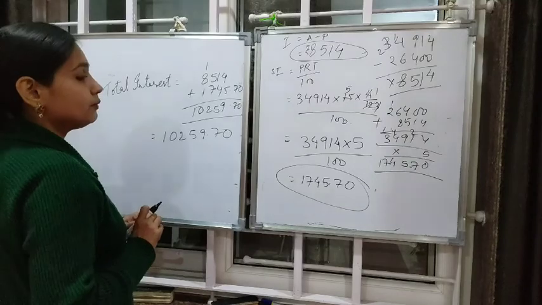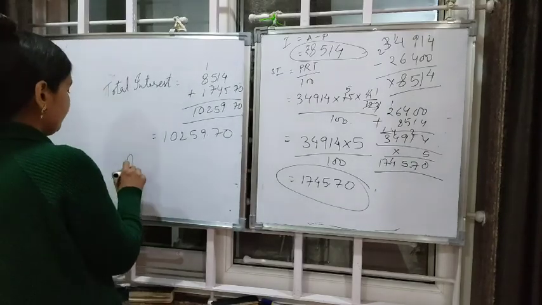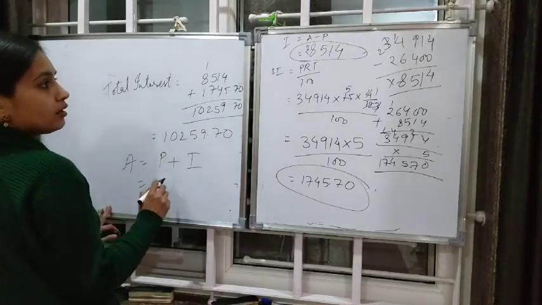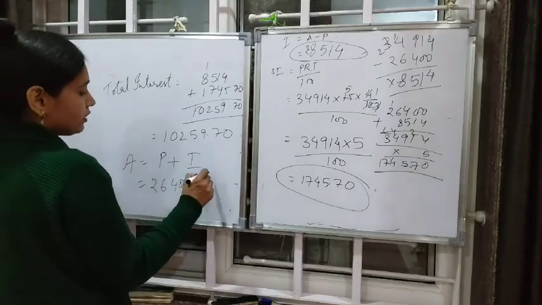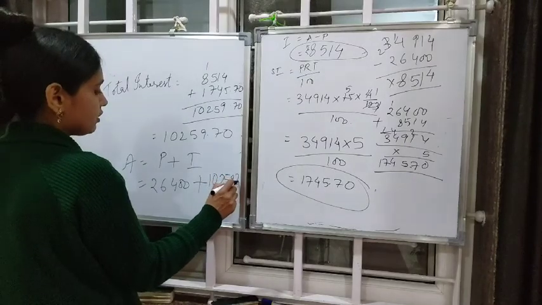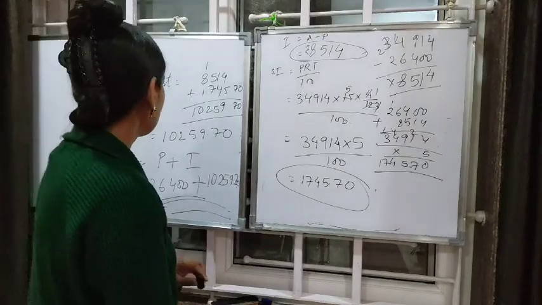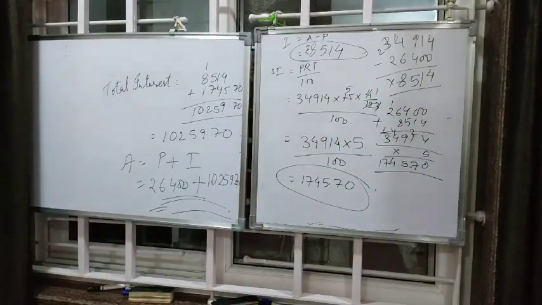We have to find the amount also. So amount will be P plus I. So what is your P? That is 26,400 something, no? Plus I is this. This is your total interest. I hope it is correct. Okay, and then you find the total, that is, you add the two sums and that will give you the answer.